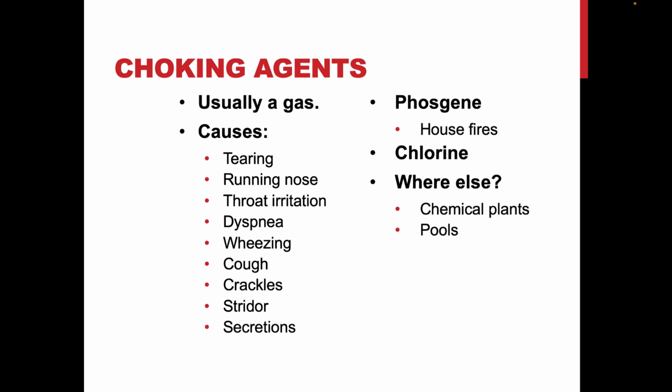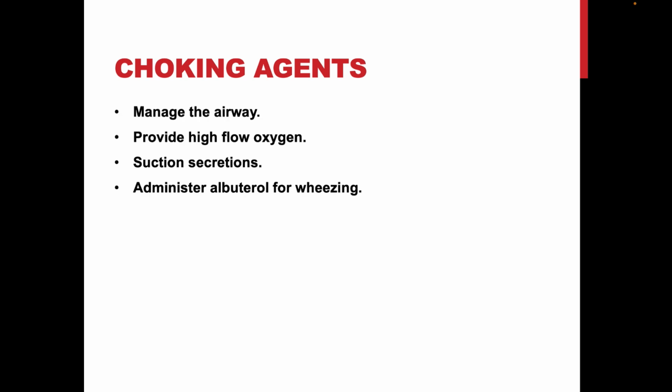Choking agents are another World War I agent. They're usually a gas that cause tearing, runny nose, throat irritation, dyspnea, wheezing, cough, crackles, stridor, and excessive secretions. Phosgene, which we already mentioned, again produced in house fires. Chlorine gas is considered one of these. And we can also see similar types of agents in chemical plants and in pools. Our focus should be on managing the airway, providing high flow oxygen, suctioning secretions, and then administering albuterol for any wheezing.